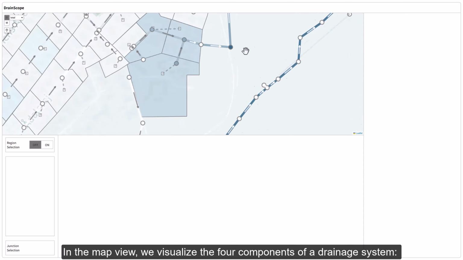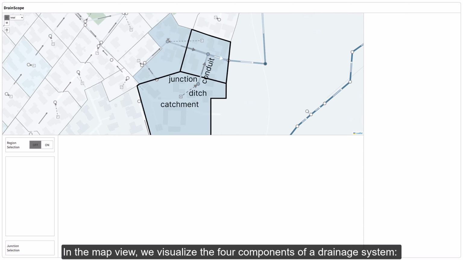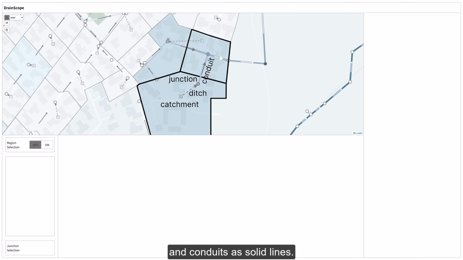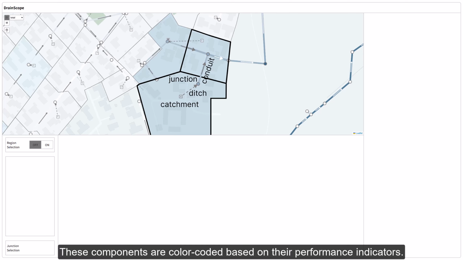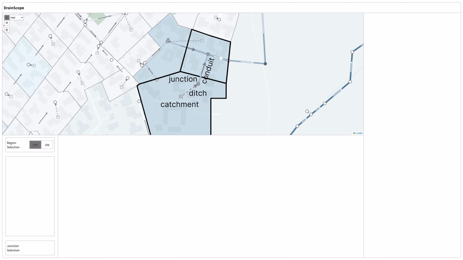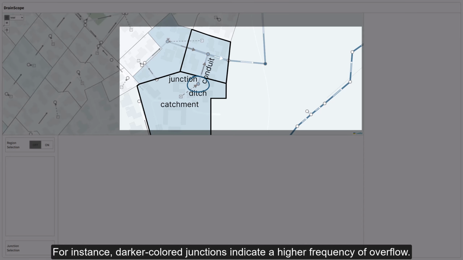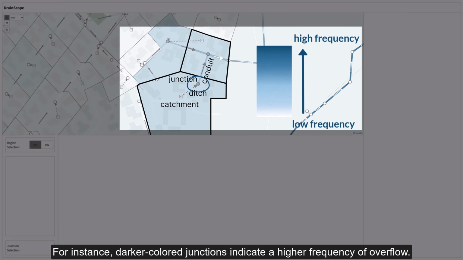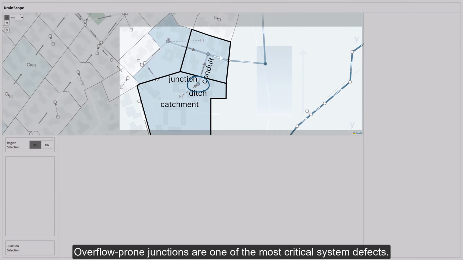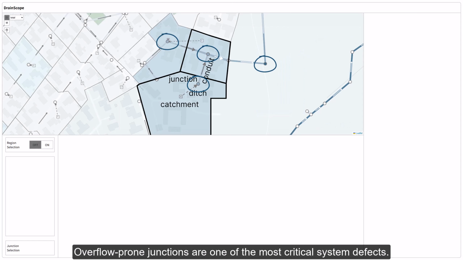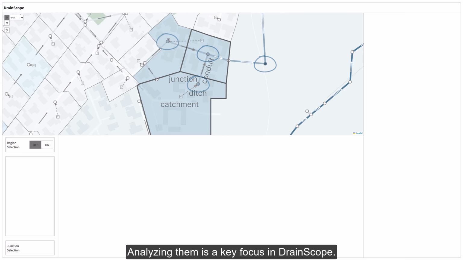In the map view, we visualize the four components of a drainage system: catchments as polygons, junctions as circles, ditches as dashed lines, and conduits as solid lines. These components are color-coded based on their performance indicators. For instance, darker-colored junctions indicate a higher frequency of overflow. Overflow-prone junctions are one of the most critical system defects. Analyzing them is a key focus in DrainScope.